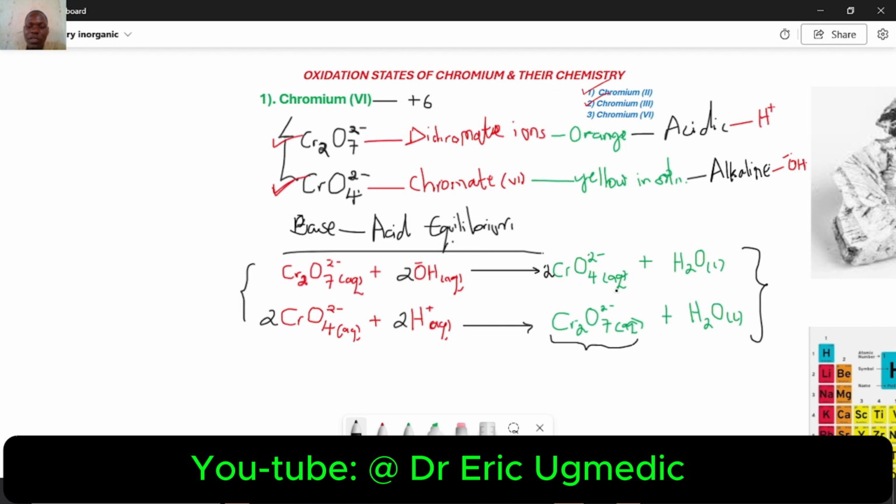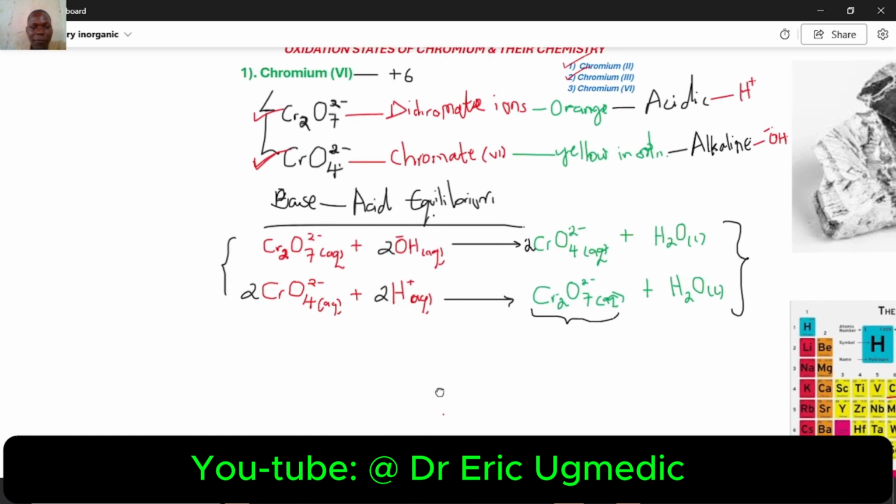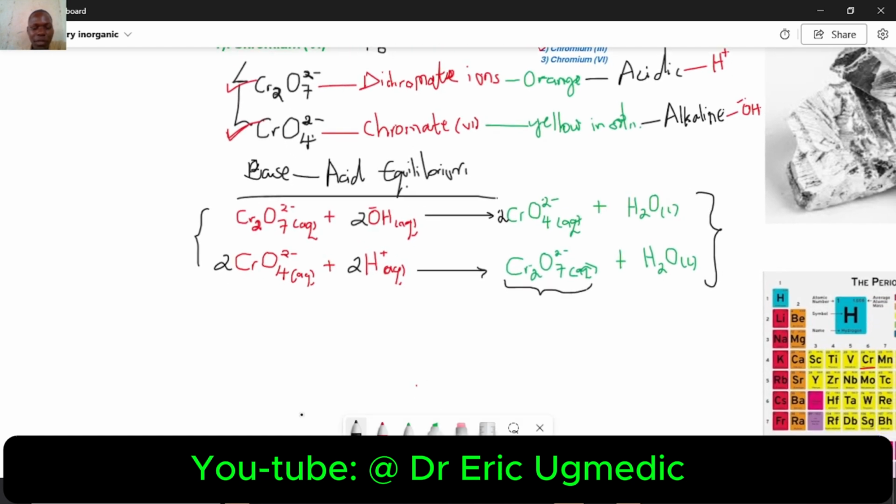So they can tell you that to the resultant solution, add it to this to do maybe the oxidation. You get? Can tell you add it to a solution containing iron 2 ions. And you have the iron 2 ions maybe changing to iron 3, as we are going to see as part of the practical. So let's now write the overall equation for the base acid equilibrium. For the base acid equilibrium, we shall have one of the reactions reversed.